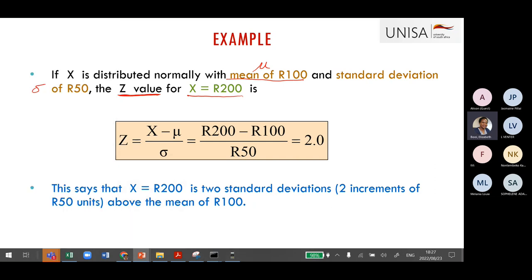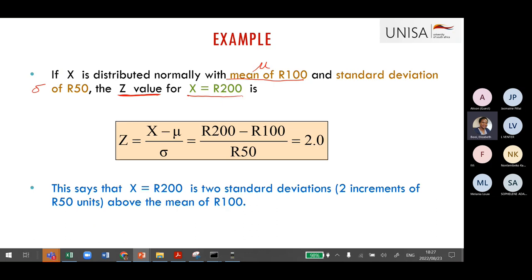But coming back to statistics, how do we interpret this? We can say that our X of 200 is two standard deviations, or two increments of 50 units, above the mean of 100. That's how we can interpret the Z-score.